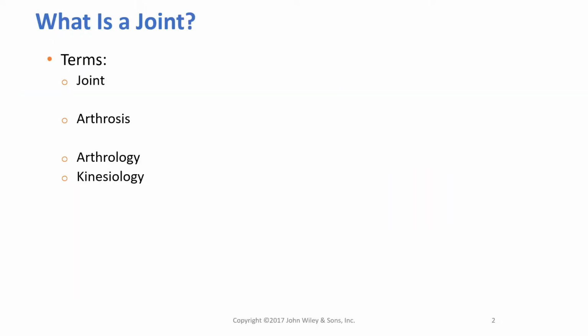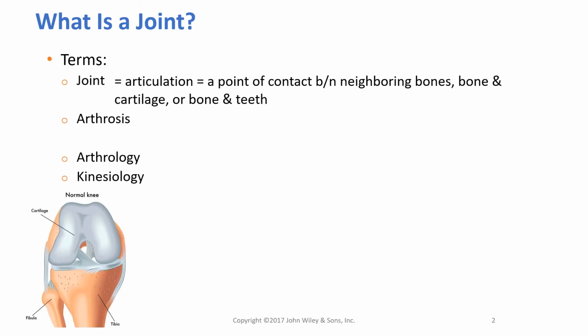So if we just start off saying, well, what is a joint? We've got a couple names for joints. You'll hear me use the word articulation. You'll also hear me use the word arthrosis for joint, but it's basically just a point of contact between two bones, between bone and cartilage, or bone and teeth. There's a joint for each tooth called a gomphosis, which you'll see in a little bit.